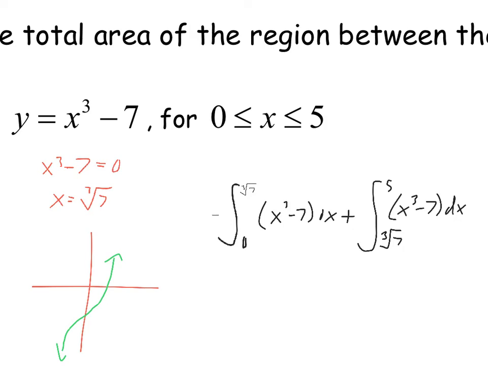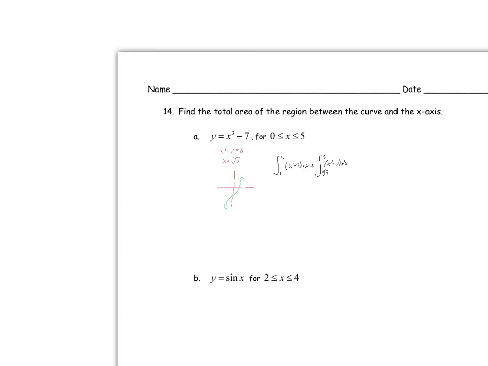Okay, so find your antiderivatives. Plug in your upper bound and lower bound here and subtract. Don't forget that negative. Do the same thing here. This answer better come out positive. If it didn't, you did something wrong. And then combine those two answers.